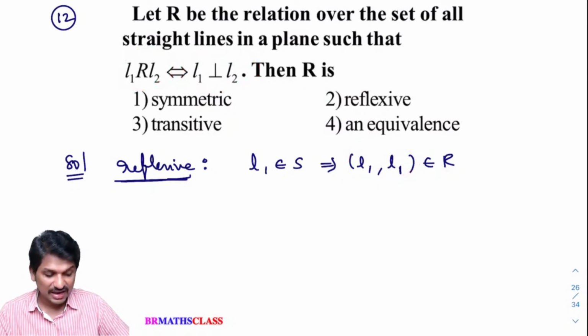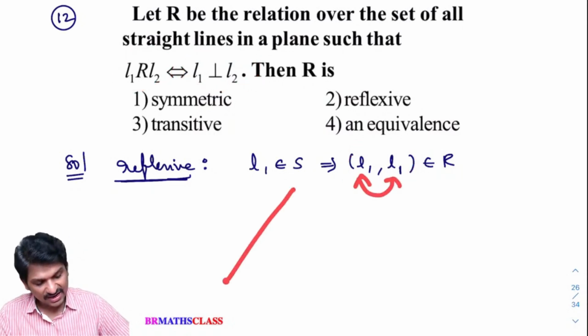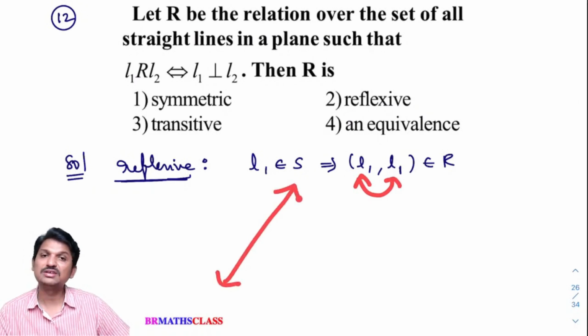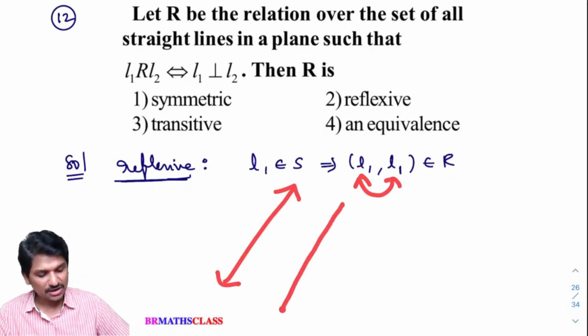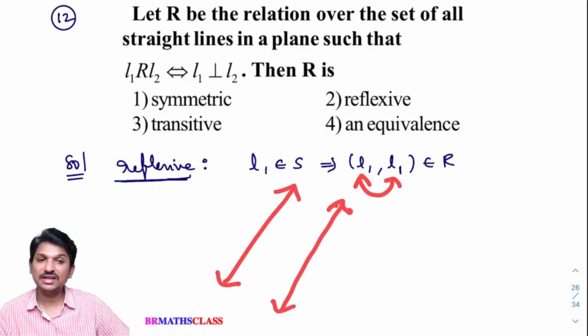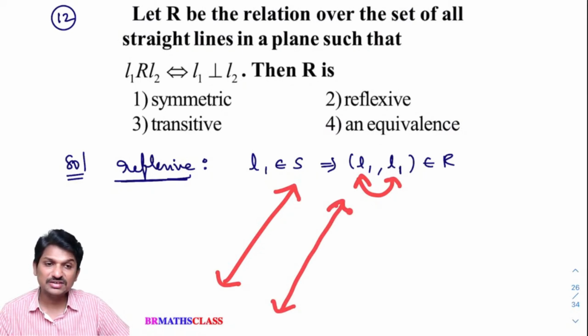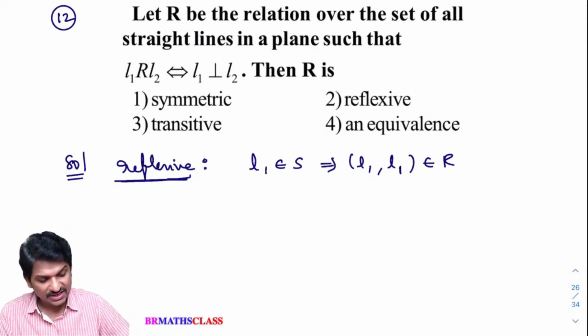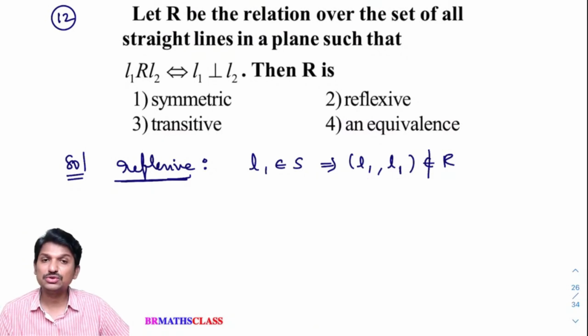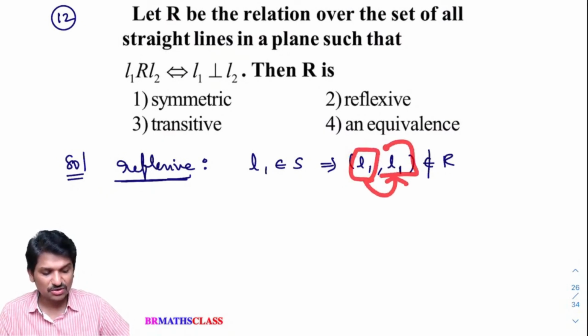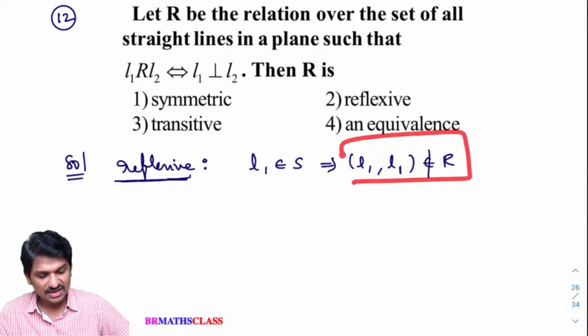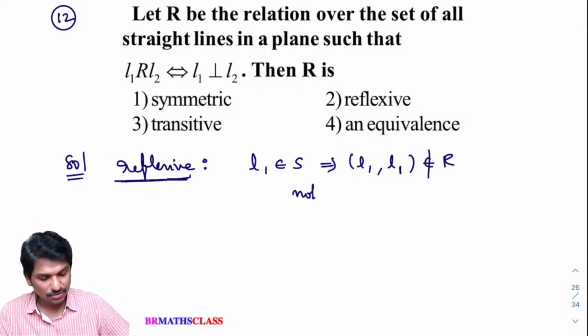Is every line perpendicular to itself? Is it possible that a line is perpendicular to itself? No. Moreover, every line is parallel to itself, because if both lines coincide, we can say that every line is parallel to itself. Here the point is that L1 comma L1 does not belong to R. Any straight line you take cannot be perpendicular to the same straight line. So because of this reason, we say that this relation is not reflexive.